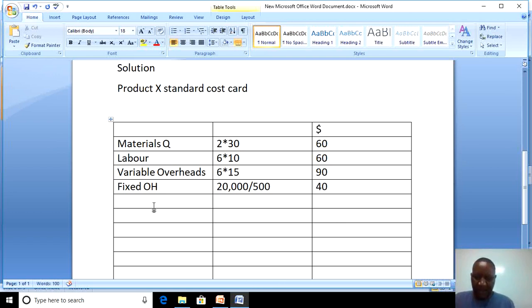So what is our standard cost for this product? Our standard cost for the product will be the total of what we have listed. This includes the variable costs plus the proportion of the fixed cost that is absorbed to that particular unit of a product, and that will give us 250.